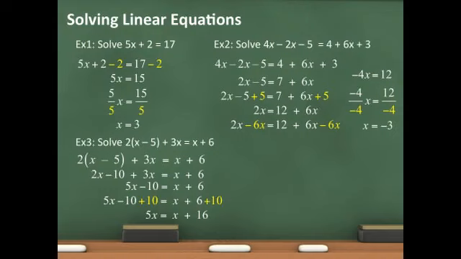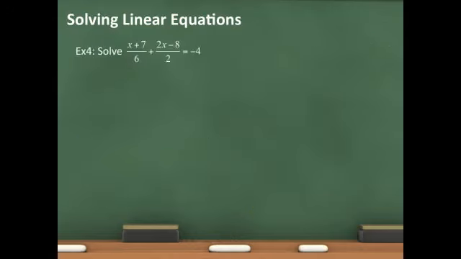Notice we still have x on both sides of the equation. So we next subtract x from both sides. This will give us 4x equals 16. Next, we divide both sides by 4 to isolate the x. This gives us x equals 4. In example 4, notice that we have fractions.